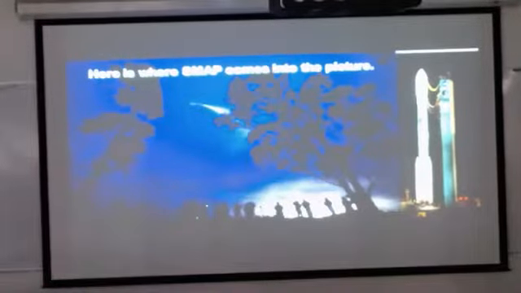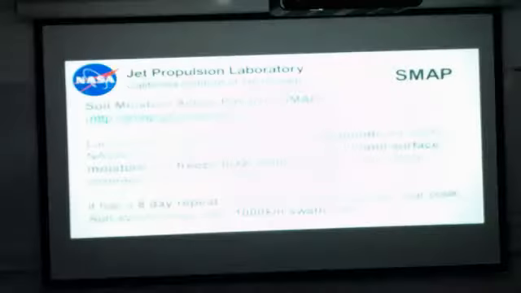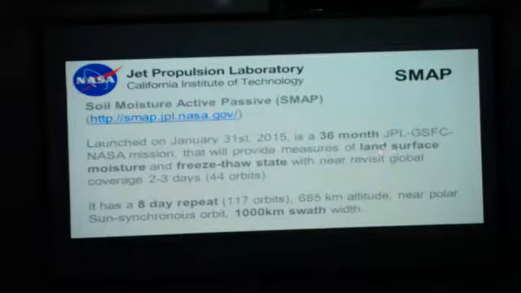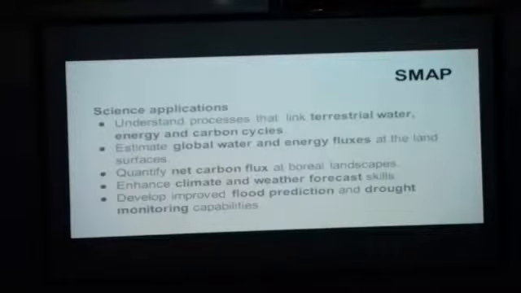Okay, so this is where SMAP comes into place. Recently a new satellite was launched, which is going to try to provide measures of land surface moisture and freeze-thaw state. In two or three days resolution, it will repeat the whole Earth in eight days at 685 kilometers, and it has a 1,000 kilometer swath.